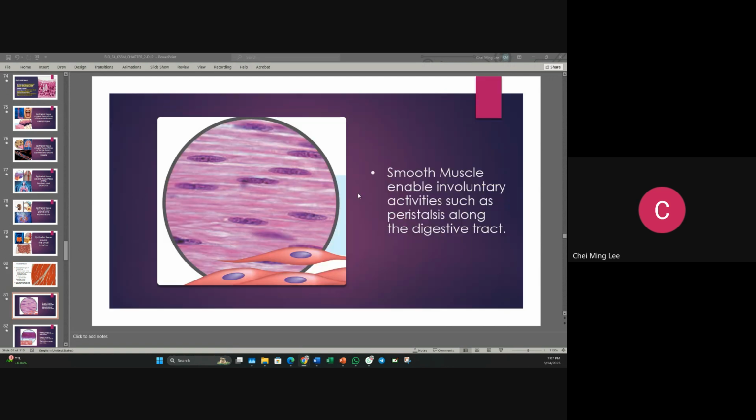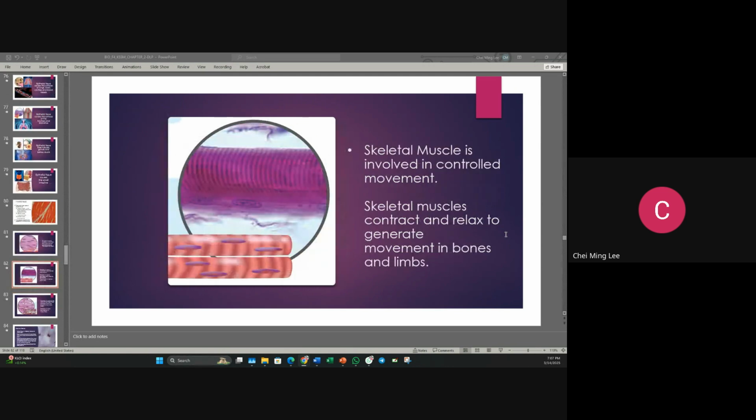Okay, so the smooth muscle enables the involuntary action. Involuntary means the action that you do unconsciously, you cannot control, like the peristalsis along the digestive tracts. The skeletal muscle is involved in controlled movement, like it contracts and relaxes to move.